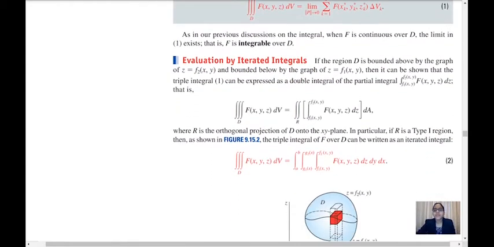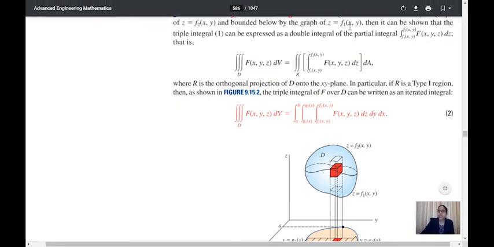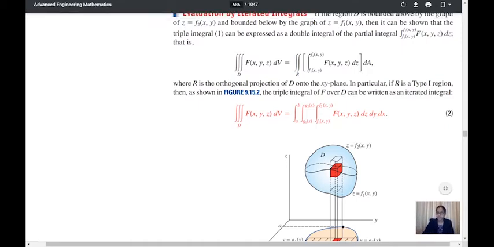What we do is, we are given a region, and just refer to this figure, 9.15.2. This D is our region, and it is bounded above by a curve z = f2(x,y) and below by the curve z = f1(x,y). So the region is closed, so it will definitely have a boundary. It is bounded below by the graph z = f1(x,y), and bounded above by z = f2(x,y).